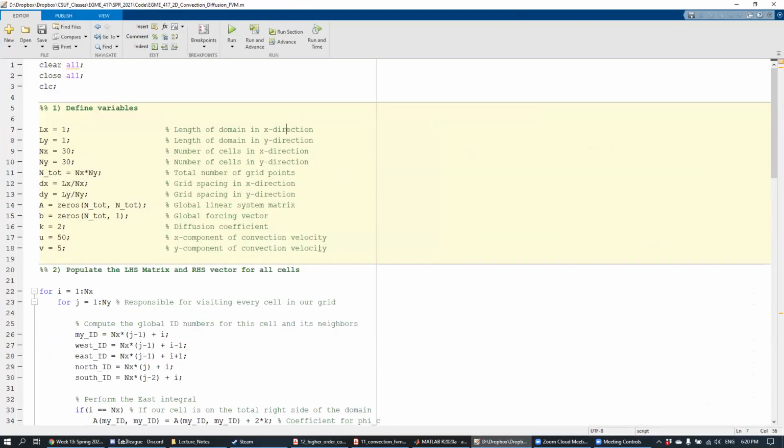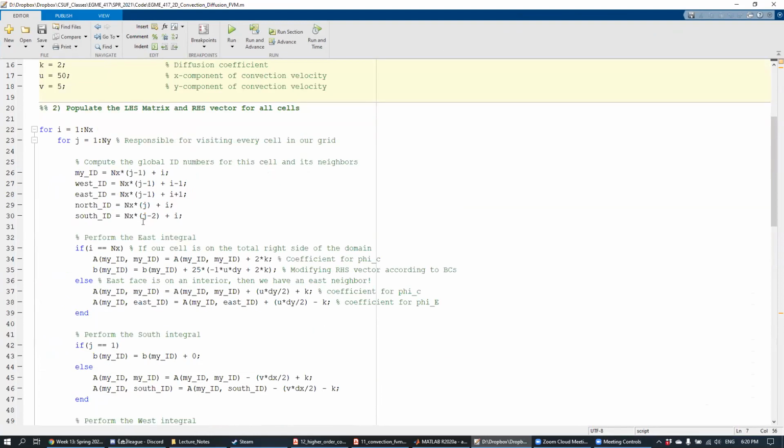Okay. And so the beginning portion is just all the variables. That's fine. Okay. And then we enter the loop here. So this is where all the meat and potatoes are. The first thing you see here is that we have our nested for loop. The purpose of the nested for loop is to visit every single cell in our grid. So that's nothing new. We see that in every single one of our 2D codes, right?